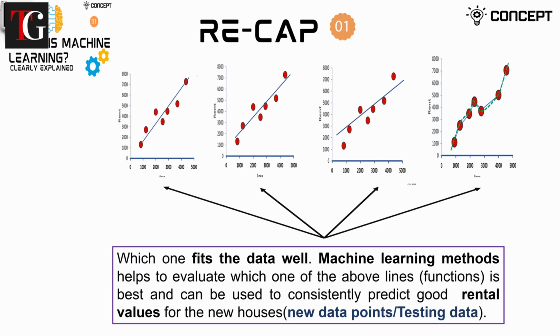Machine learning methods help to evaluate which one of the above lines or mathematical functions is the best fit and can be used to consistently give good predictions about the rental values for the new houses, which is represented by a new data point or testing data. So let's dive in.